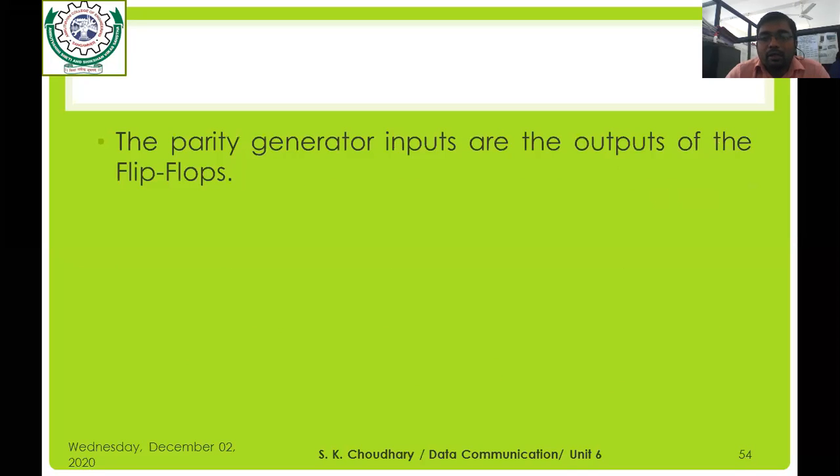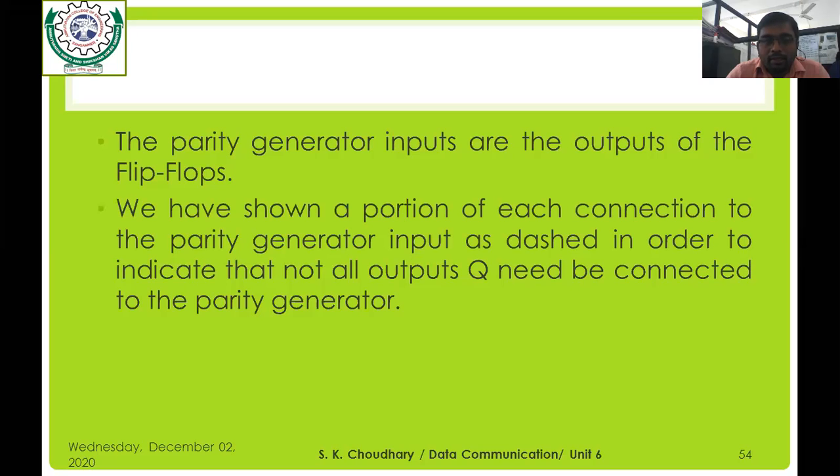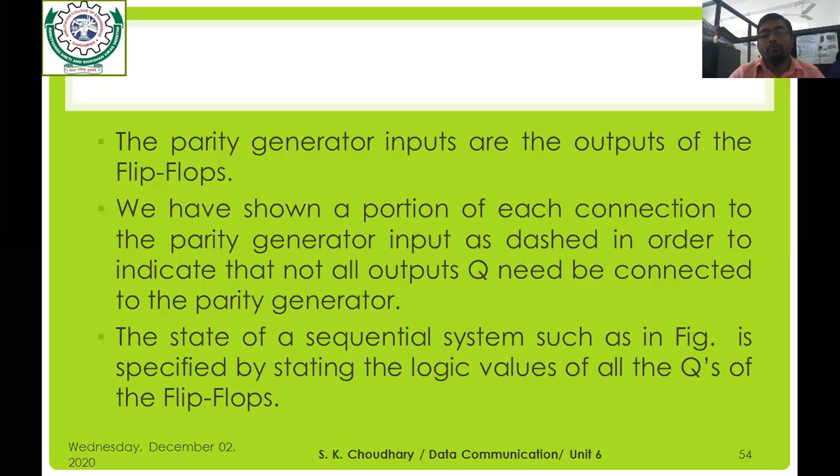The parity generator inputs are the outputs of the flip flops that we have seen in the diagram, and we have shown a portion of the connections to the parity generator input as a dashed line to indicate that not all outputs Q need to be connected to the parity generator. Depending upon the structure of your PN sequence generator, whether you are using 6-bit, 4-bit, 8-bit or 32-bit, you have to select the value of n accordingly, and that much flip-flop output will be connected to the input of the parity generator, not all the outputs being required.